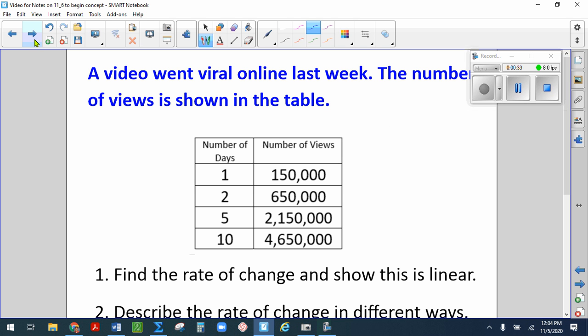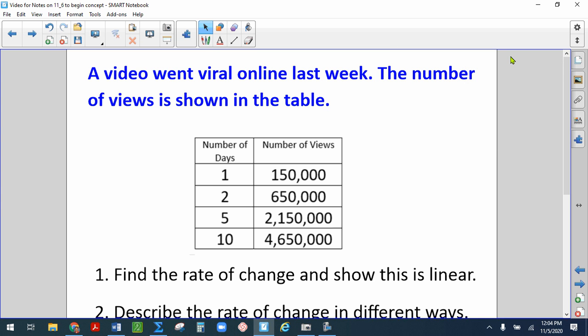So here's an example. The video went viral online last week. The number of views for the video is shown in the table. You should be copying down the table into your notes so you can answer the questions about it. Number of days: one day there was 150,000 views. On day number 2, it was up to 650,000 views. On day number 5, it was at 2,150,000 views. And on day 10, there were 4,650,000 views. You can pause the video to copy down the table, and we're going to go through some questions.